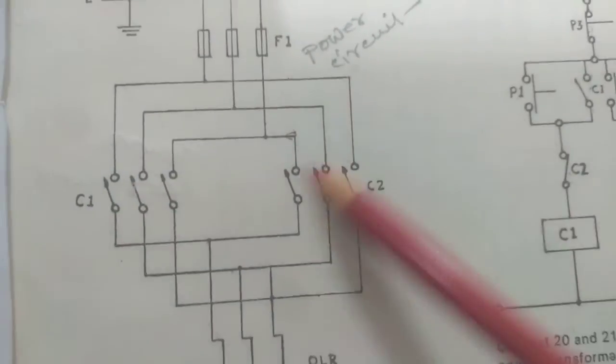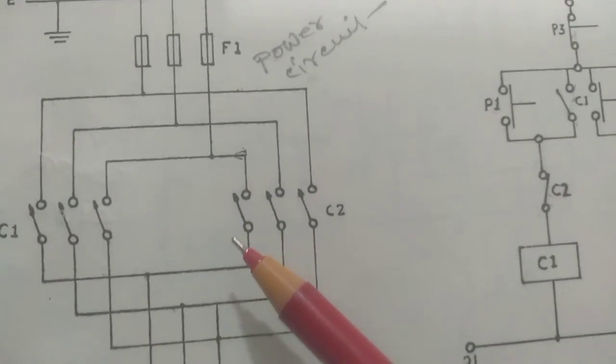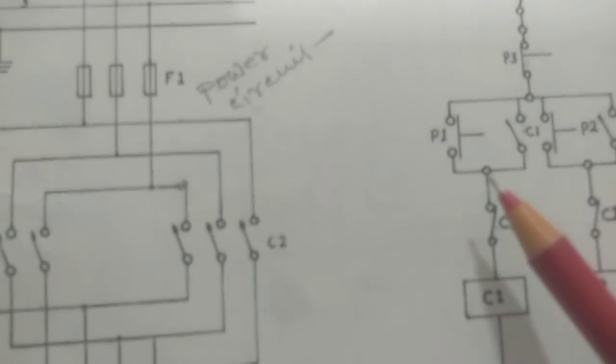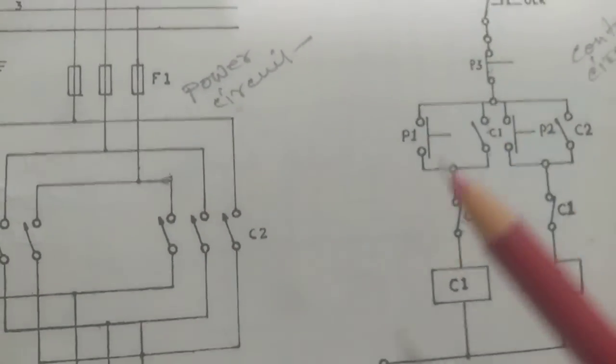Then the power circuit contactor is run through RLC, called power relay logic control. Relay logic control.